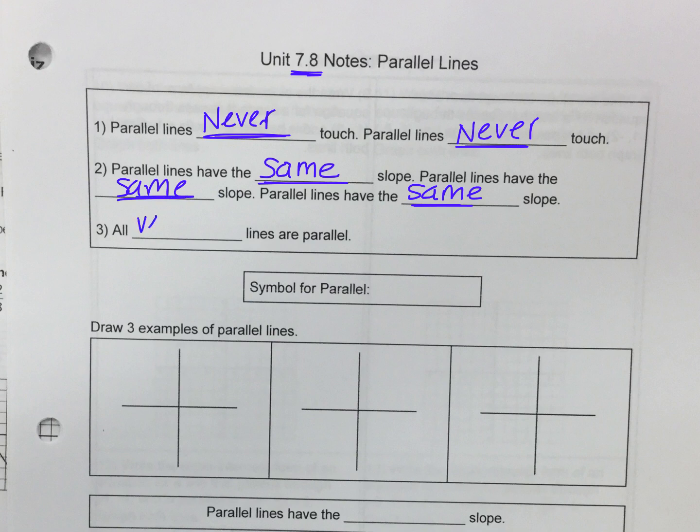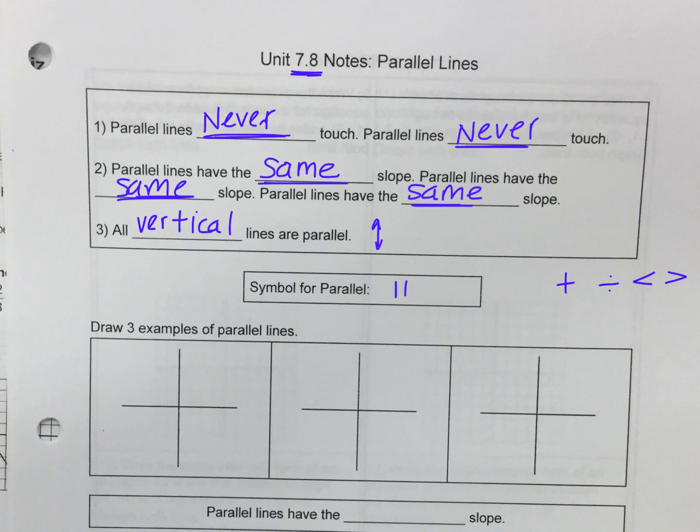All vertical lines, which means up and down, are parallel, okay? So you know when we add, we use that symbol. When we divide, we use that symbol. When we're less than and greater than, we use those symbols. Well, parallel has a symbol too. It looks like that, two lines.